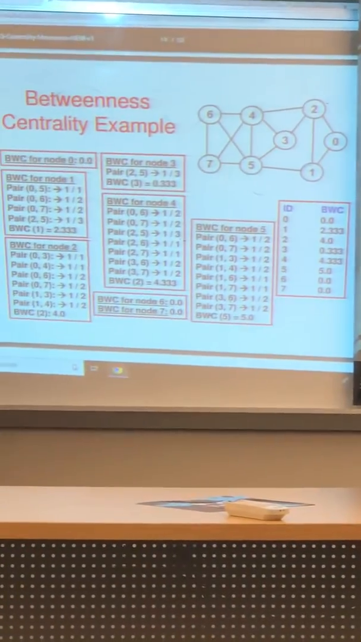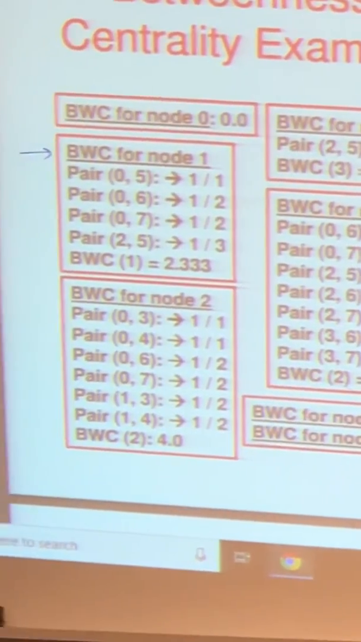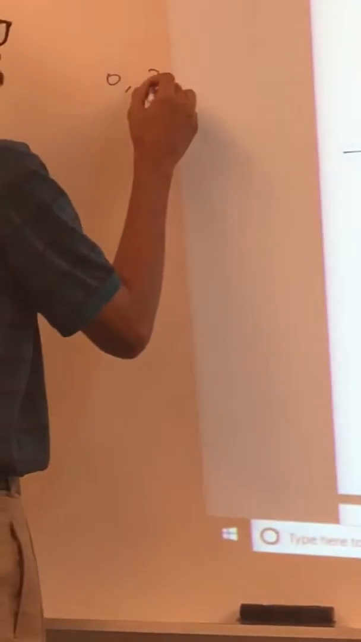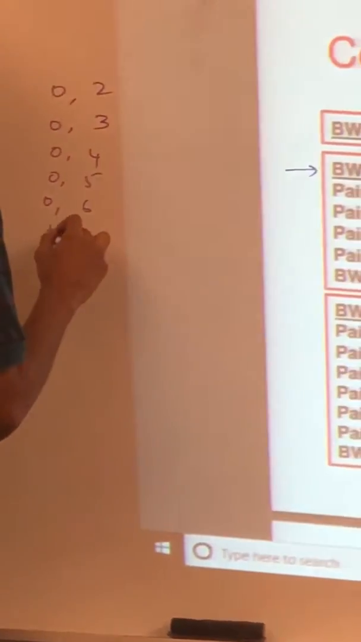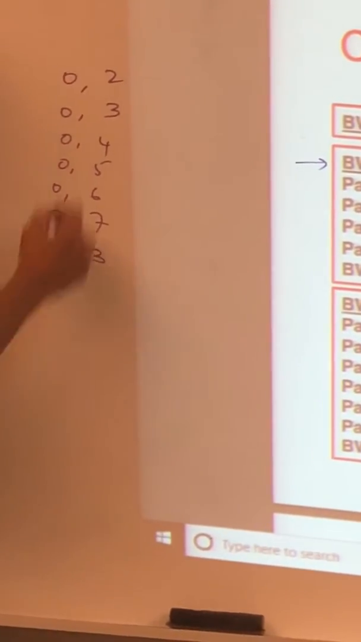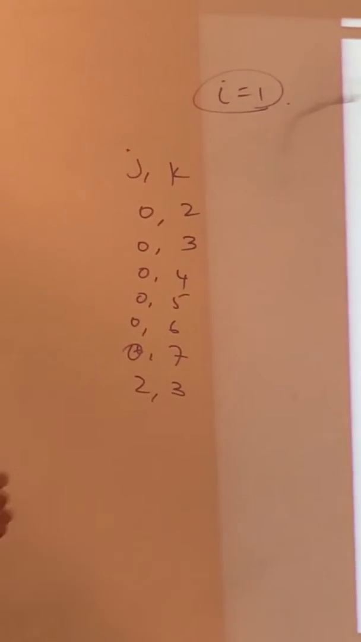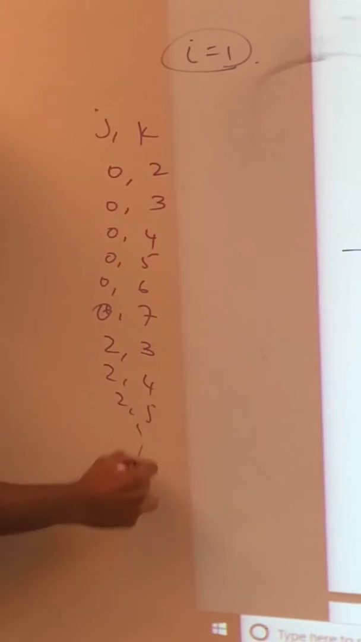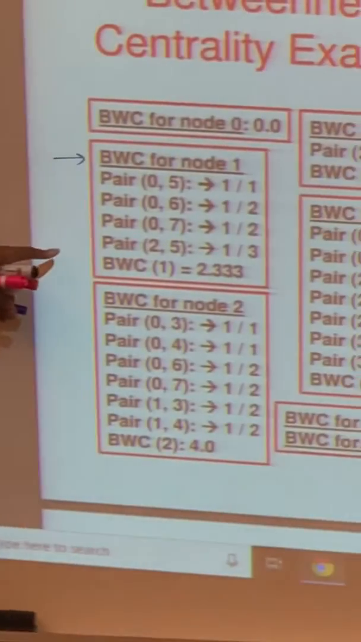Okay, so let us consider this graph, and let us do it for vertex 1. So we consider all pairs of vertices. The pairs are anything other than vertex 1: 0, 2; 0, 3; and so on; 0, 4; 0, 5; 0, 6; 0, 7. Of course, 1 is the vertex we're looking at, so we cannot consider it. So this is j and k, and the vertex we are looking at is vertex 1, so i is 1. Then 2, 4; 2, 5; and so on. Now, I did not mention all the pairs here. We'll see the reason for that soon.